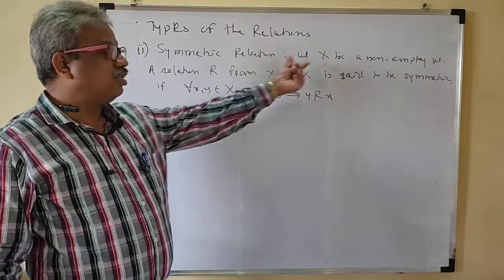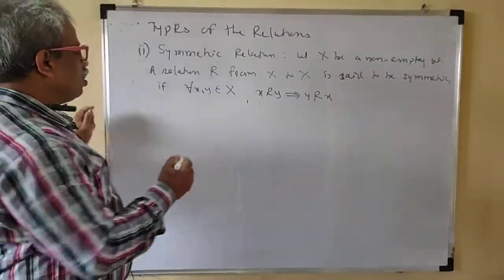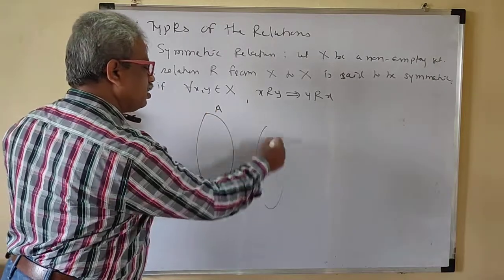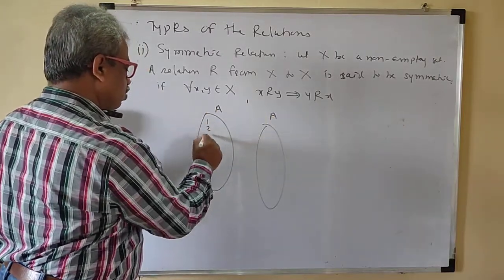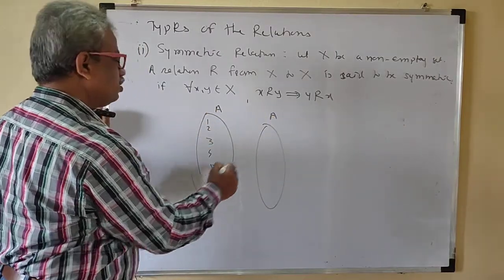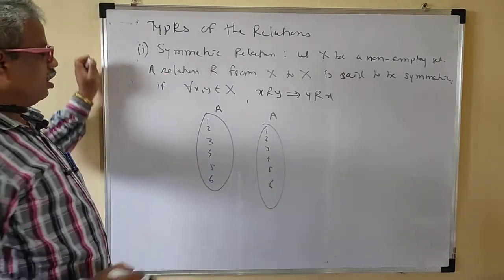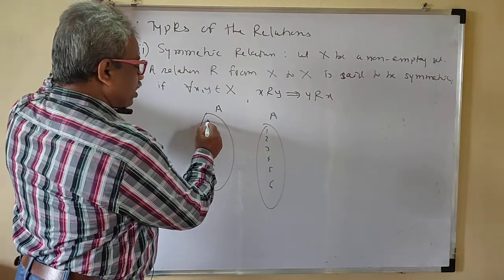Now this is a relation on the same set. Suppose we have given this set A, which is 1, 2, 3, 4, 5, 6. So I will take this relation.